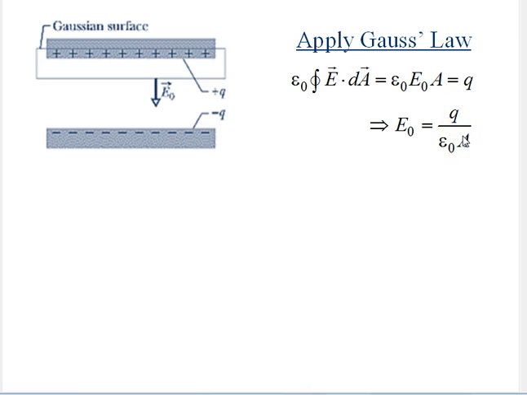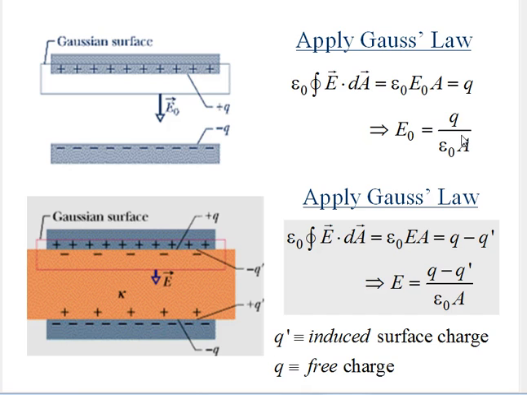where Q over A is sigma, so E is sigma over epsilon naught. If we then look at putting a dielectric between the plates of the capacitor, the charge that we've enclosed now becomes not just the positive charge, the free charge we call it, on the capacitor, that free charge that's free to move in the conductor, but we also have this polarization that occurs inside the dielectric. So due to that polarization, we have this induced surface charge, negative charge at the positive plate surface. So our Gaussian surface will enclose both of those charges.